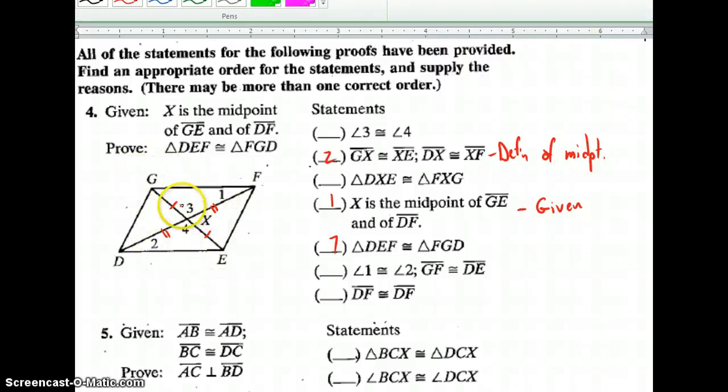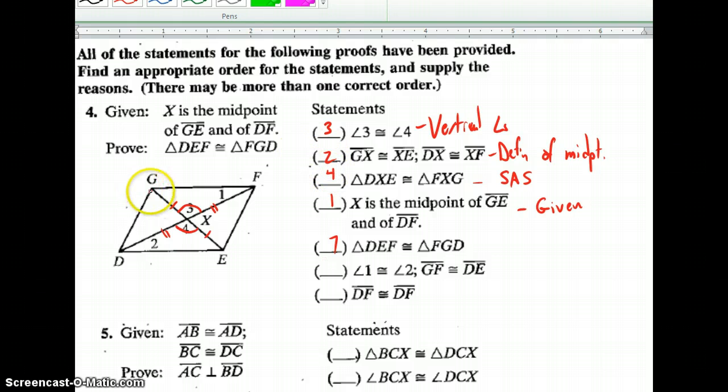DXE is congruent to GXF, or FXG. Two sides are already congruent there, but I'm guessing it's going to be the angle between. We have vertical angles 3 and 4. Yes, we do. There they are. That makes side angle side for that one. Great.